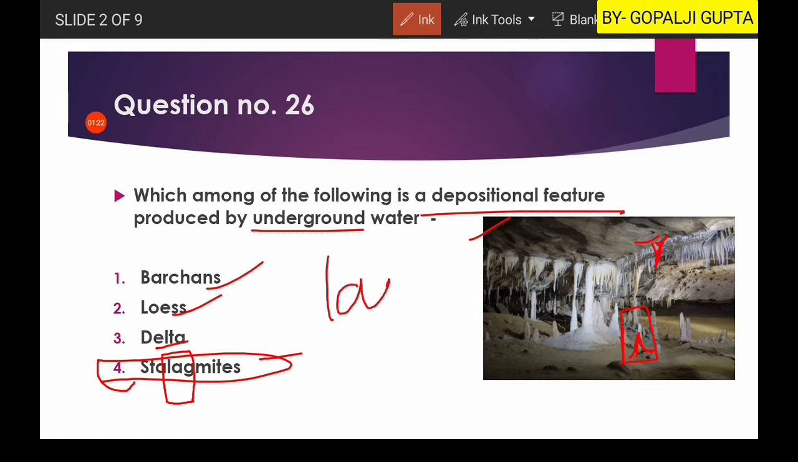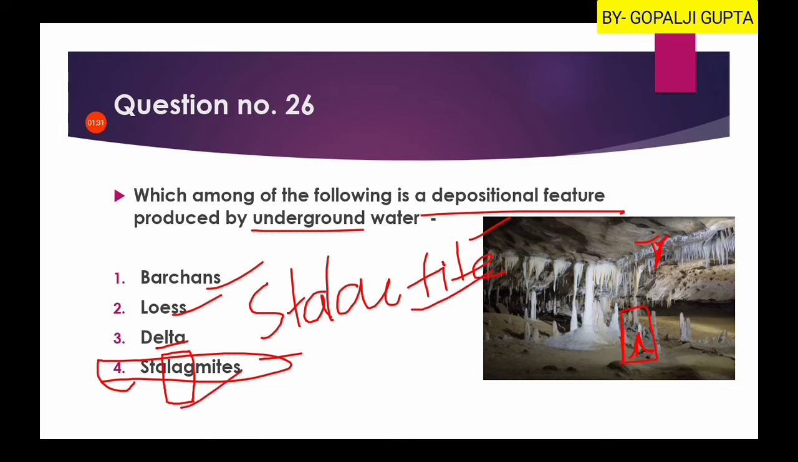The features which are originating from the ceiling are termed as stalactite. So don't confuse stalagmite and stalactite. Here the fourth option will be our right answer.